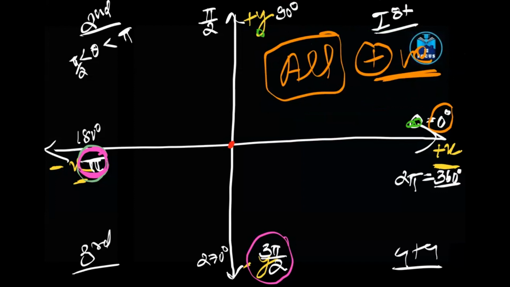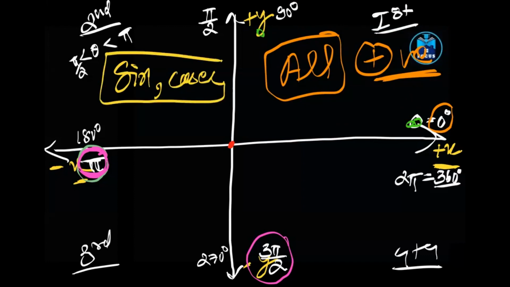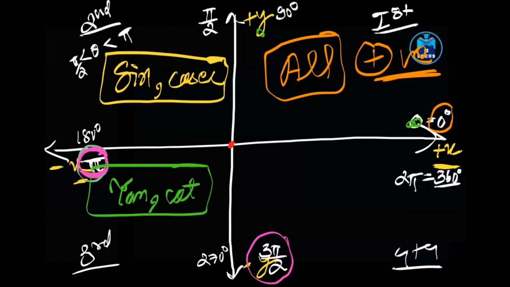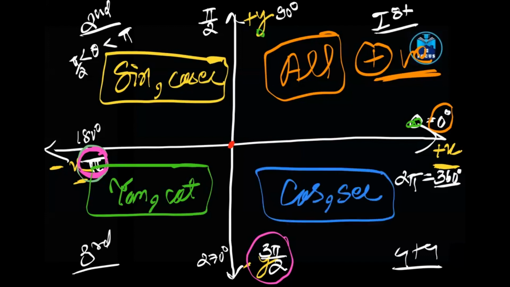In the second quadrant, only the sine family is positive. The sine family is sine and cosec. So they are positive. Then in the third quadrant, the tan family is positive, tan and cot. In the fourth quadrant, the cos family is positive, and the cos family is cos and sec. Okay, so these are the respective quadrants and their respective families in which they are positive.